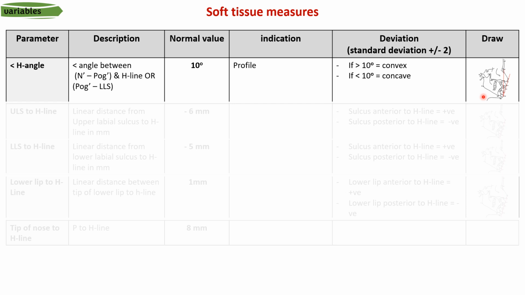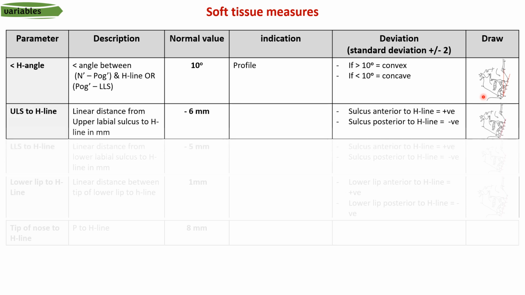The distance between the upper labial sulcus and the H line, of course, measured perpendicularly on the H line. Mean value is -6 millimeters, meaning that the sulcus should normally sit behind or posterior to the H line, so the negative is the normal value.